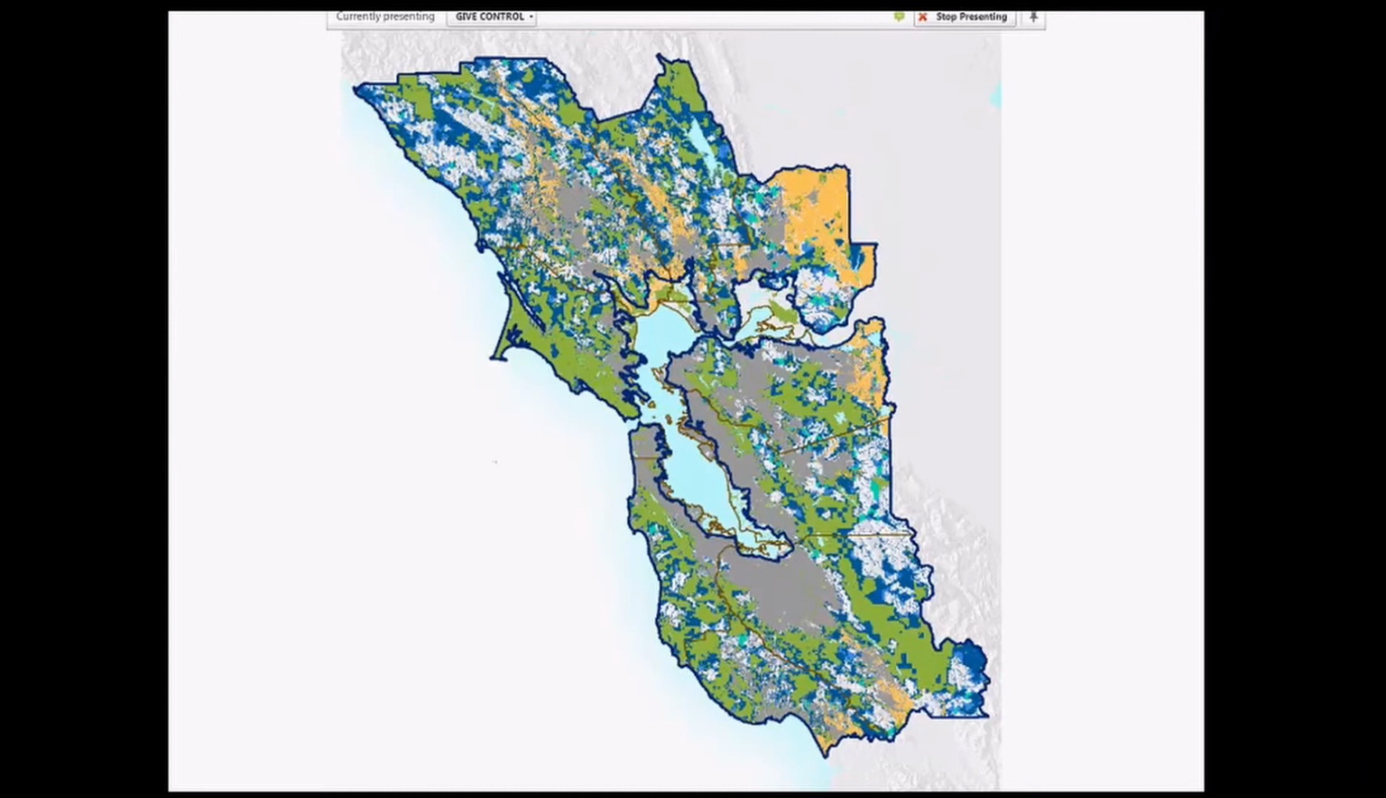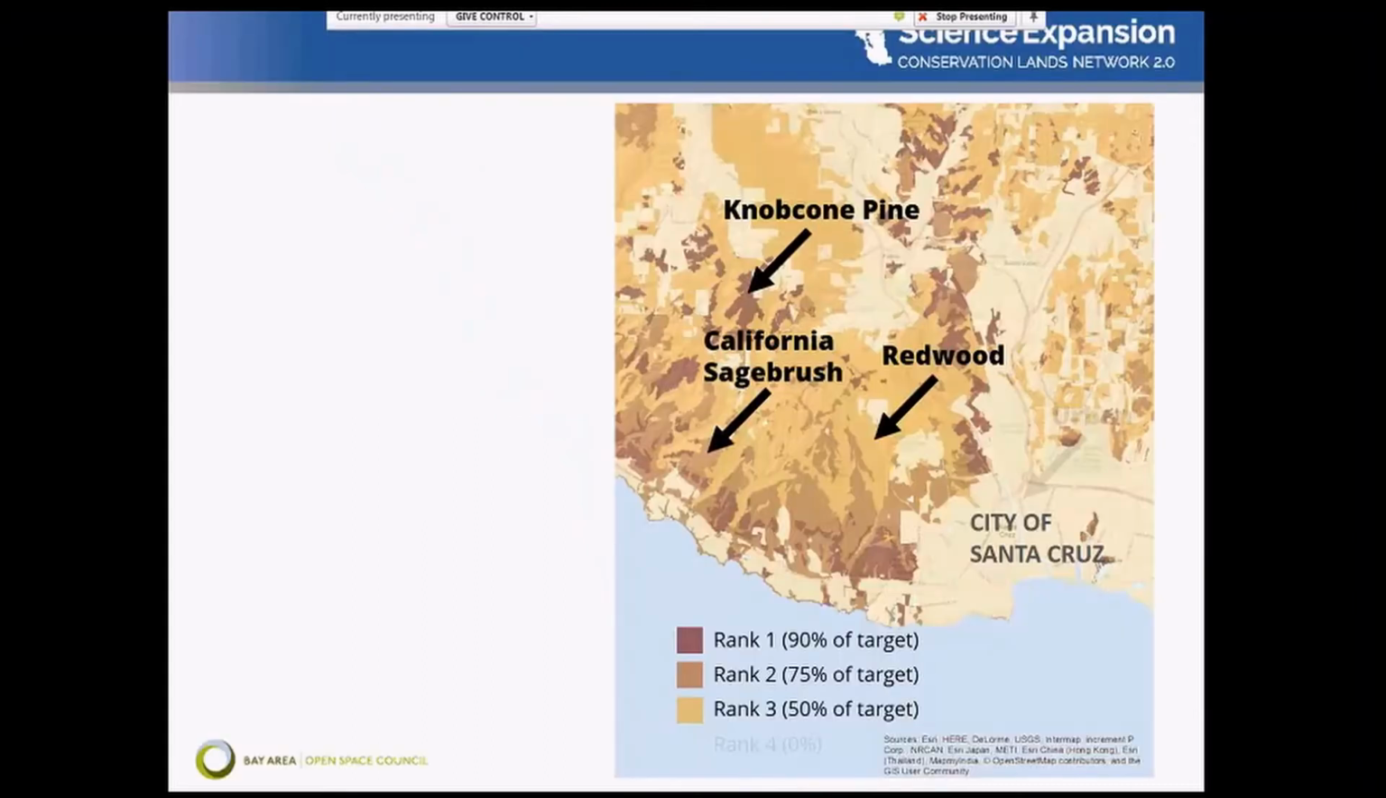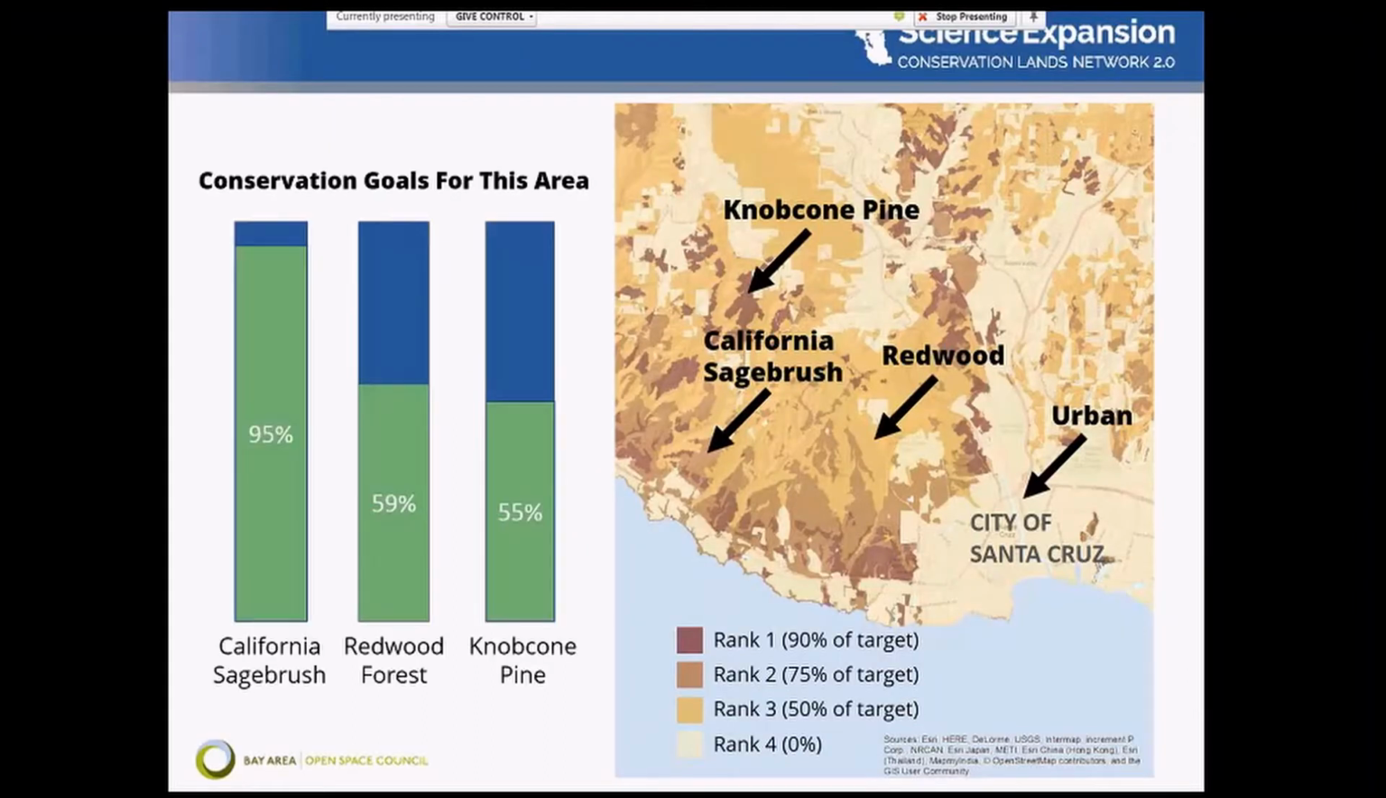So let's go back to that Santa Cruz example where we have our four cover types as examples. And we're just going to talk about the rank 1, 2, and 3 for a moment. And so we've gone through, we've ranked them, we've come up with their goals for this area, and then we can see how much of these different conservation targets are already protected.